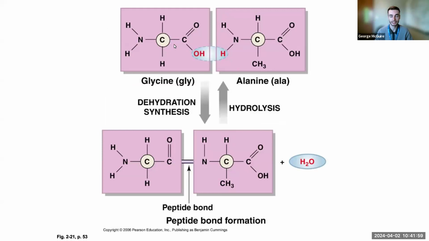And the bonds between individual amino acids have their own name called a peptide bond. They're formed in the same way. They can be created through dehydration or broken apart through hydrolysis. But we're bonding carbon with nitrogen in this case, and that is called a peptide bond. So we have a peptide bond.